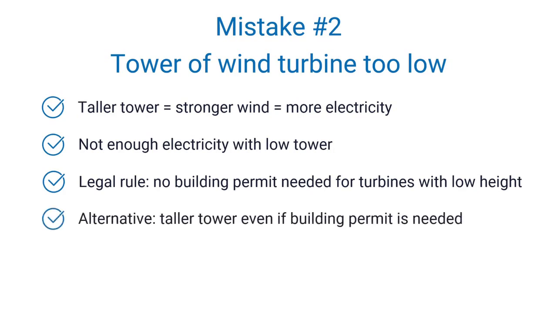Well, so what's the alternative? Just use a taller tower and apply for the building permit. But then you have to calculate your project on a new basis because you have higher costs due to a taller tower, but you also produce more electricity. And the outcome might be that the cost of the produced electricity is decreasing.